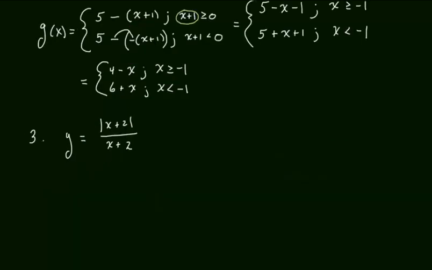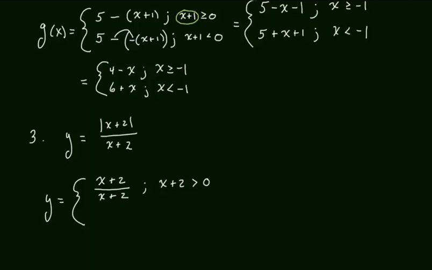Example number 3, y equals the absolute value of x plus 2, over x plus 2, without absolute value. Let's write it. So y equals the interior, x plus 2, over x plus 2, provided that x plus 2 is greater than, careful, I'm not going to say equals here. I can only say greater than 0.